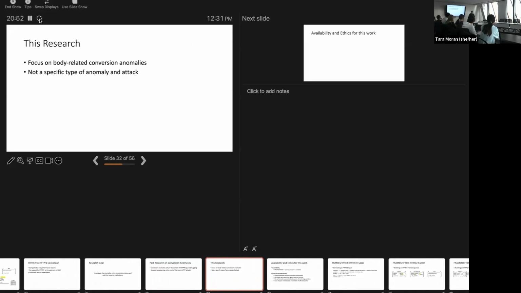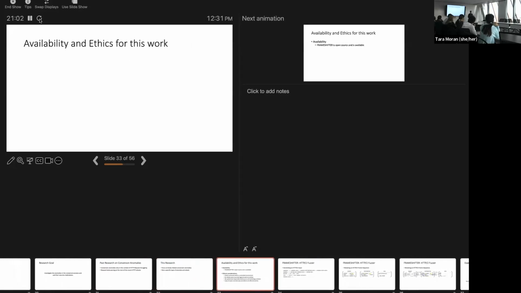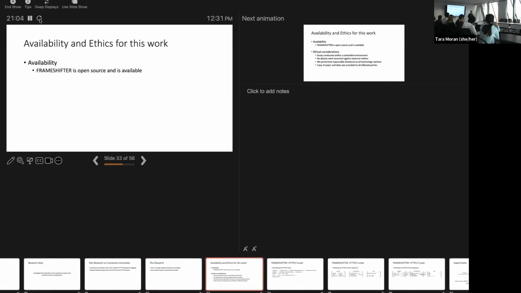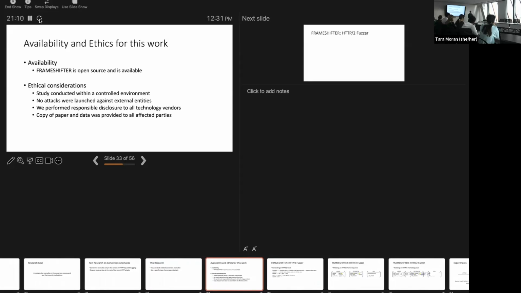So we're not looking for a specific type of anomaly or attack. That's how we started. If you find other issues, great. We'll just report them and then we'll show people what is actually possible in practice, right? So availability and ethics was important. So FRAMESHIFTER is an open source tool. It's available, so you can download it, just like the other things we had done in this space.